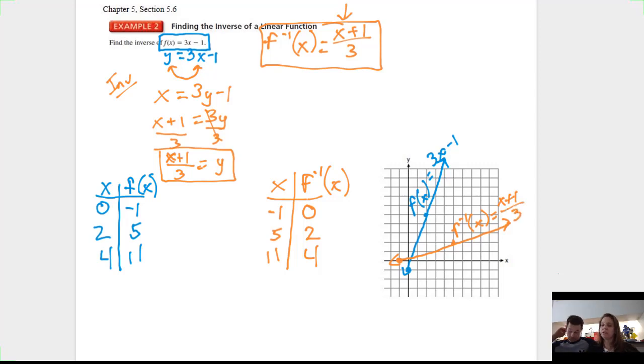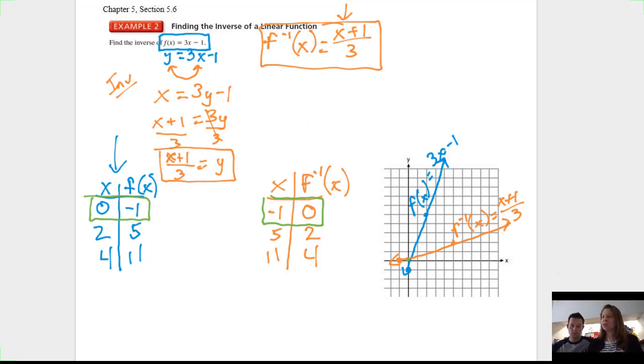What I want you to notice about these 2 tables is that the x and y values are flipped. In f of x, you have an ordered pair 0, -1. And in the inverse of f of x, you have -1, comma 0. So you're saying all we've done is we switched the x and y values. Right. So what you could be asked is, I could give you a table of values and have you graph the inverse function. So you could be given these values of x and f of x, and then you'd have to produce the inverse table or just graph it and plot it.